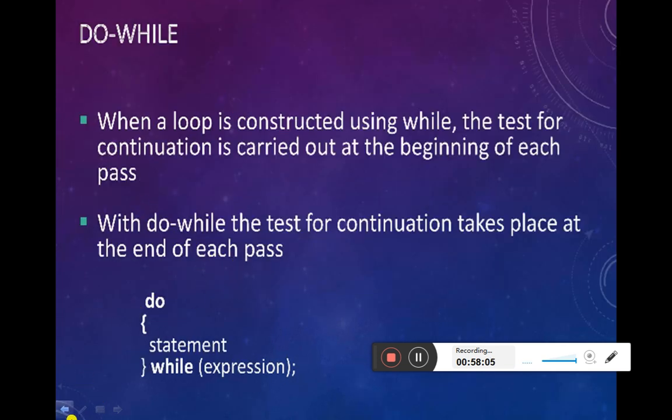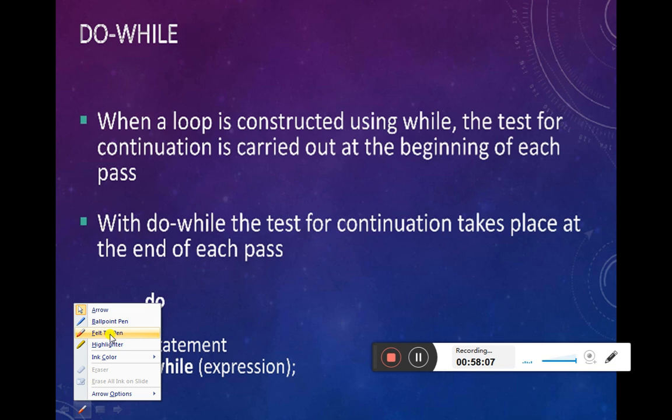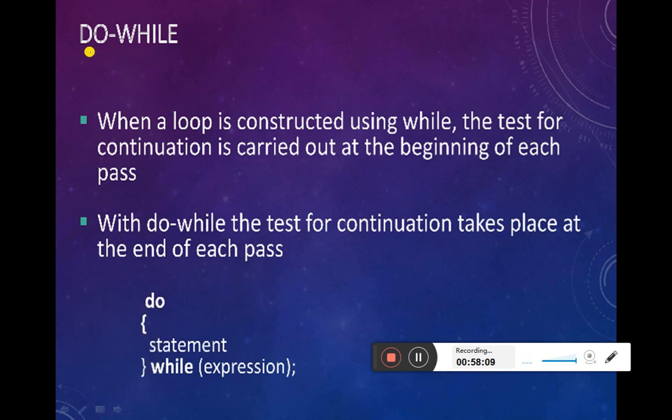Now let's move on to the next type of looping statement called do while. So the do while statement is an exit controlled looping statement. It is the only looping statement in C which is exit controlled, because the condition test is done at the end of the loop.